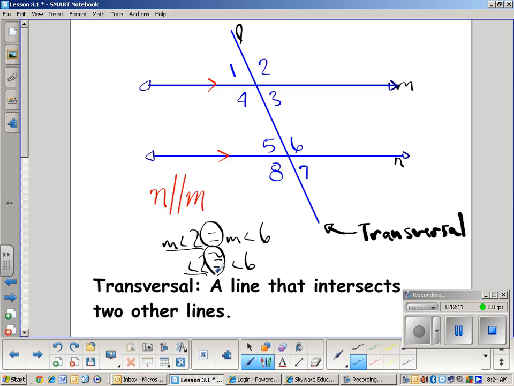Measure of angle 2 is equal to measure of angle 6. What else is true because of the corresponding angles postulate? Someone other than Hunter. What else is true?